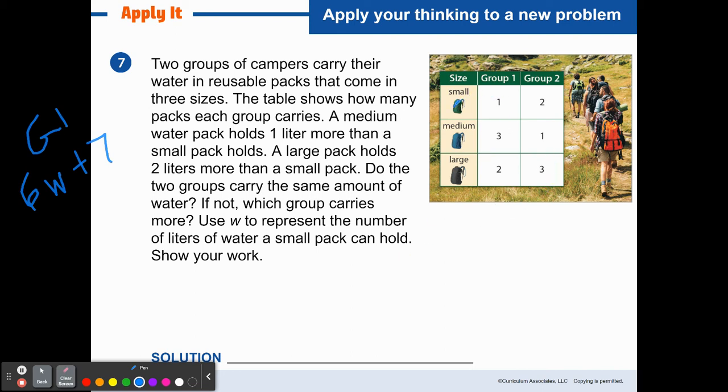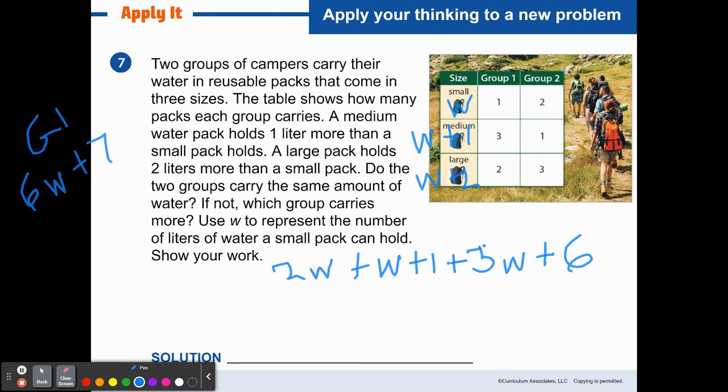So in group two, they have 2 of the small, which is W. So they have 2W. The medium was W plus 1, and they have 1 medium pack. So they have 1 W and 1 liter more. And then for the large, they had 3. So that was W plus 2. Well, 3 times W is 3W plus 3 times 2 is 6.